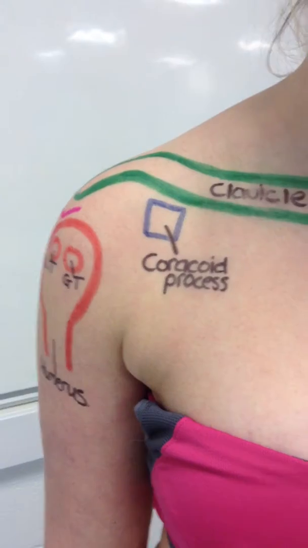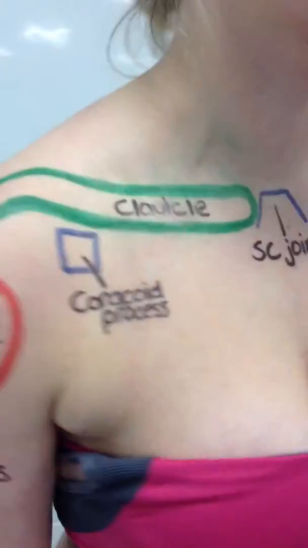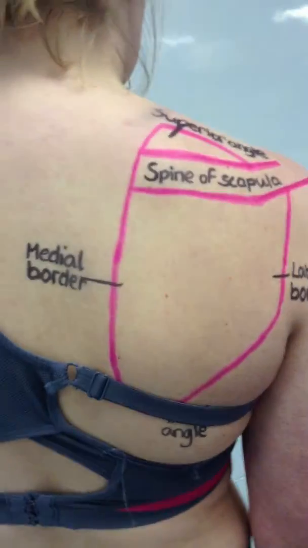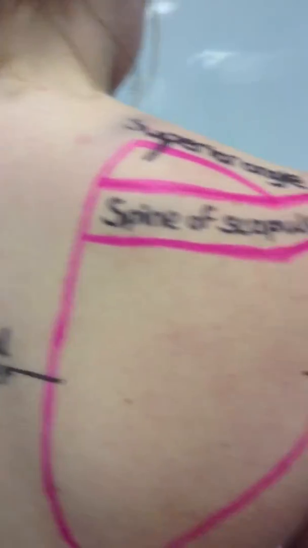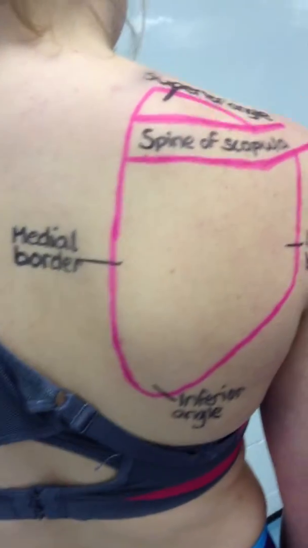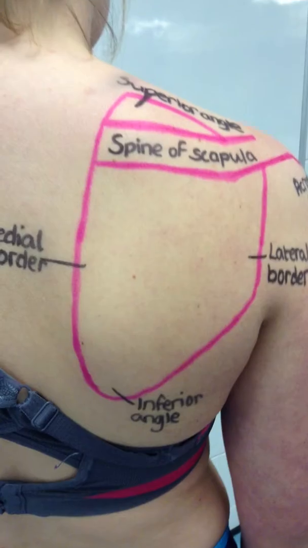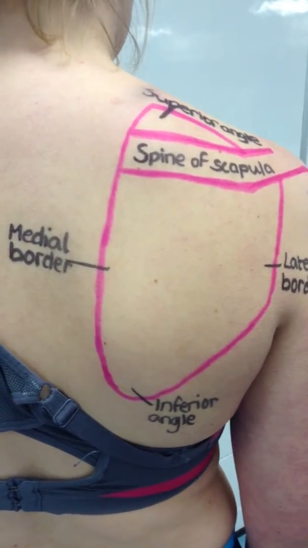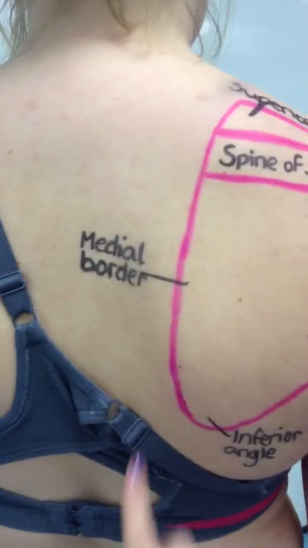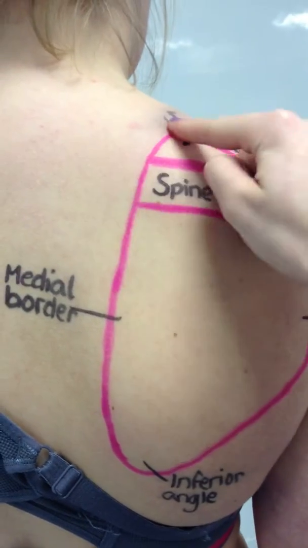Next, we're going to move on to the scapula, so if I could get you to turn around. Here we see the scapula. It is a triangular shaped bone, and it is vital in the role of the movement of the arm. It has several fossa, corners and ridges, which we can see here.